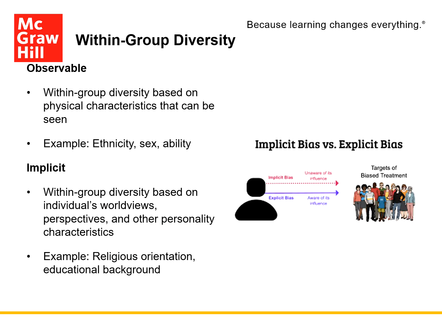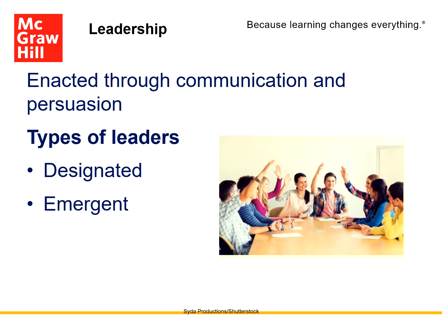Now, there's diversity within groups. Obviously, if you're in a group, you are going to have differences. So the observable differences would be ethnicity, sex, abilities, but there's also the implicit. This is within the groups, and this is personality types. Examples and choices such as religion, orientation, educational background, those are considered implicit, diverse parts of groups.